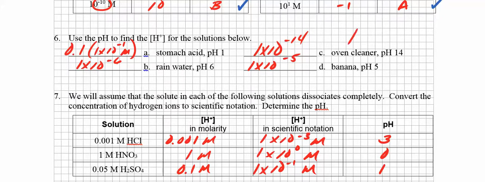I want to note that pH is equal to the negative log of the hydrogen ion concentration, right?